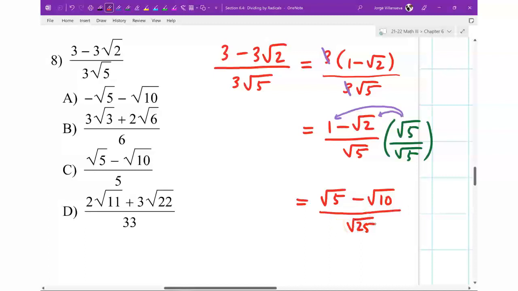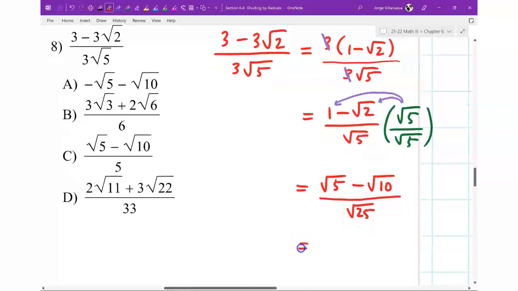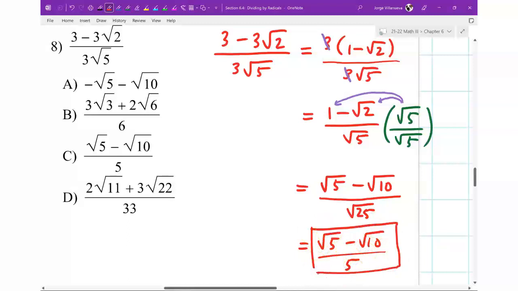Well, what's the square root of 25? 5. So my answer is radical 5 minus radical 10 over 5. And you guys can see that's option C, I think. There you go. It's not that much harder. It's just like a little extra step, you're going to have to distribute. That's all.